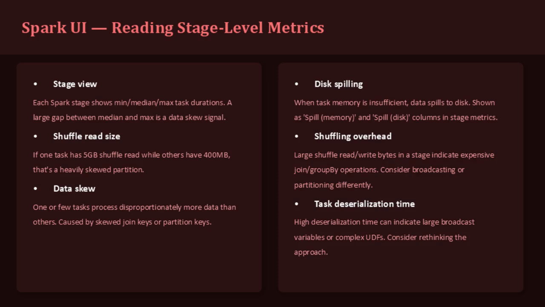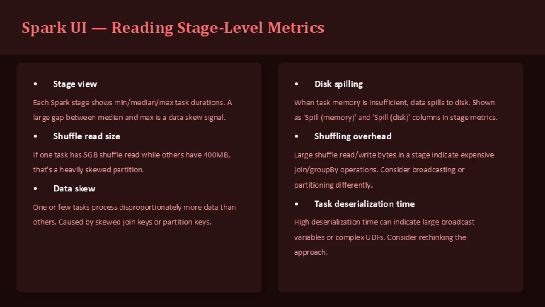Data skew happens when one or a few tasks process disproportionately more data than the rest, usually caused by skewed join keys or partition keys. Disk spilling happens when a task doesn't have enough memory and starts writing to disk instead. You will see this as spill memory or spill disk columns in the stage metrics.